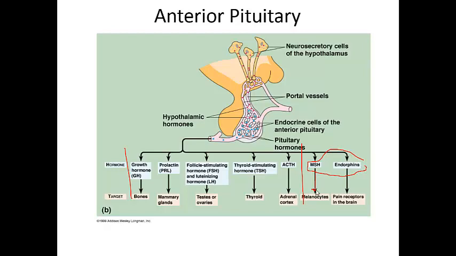MSH is a hormone that stimulates melanocytes, and melanocytes control your skin pigmentation. Endorphins are also non-tropic. They're going to travel to your brain and they're going to block pain receptors. We're going to cover all these tropic hormones in more depth now.